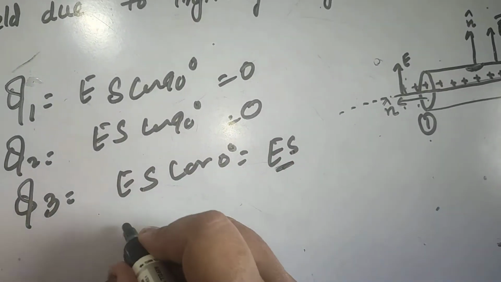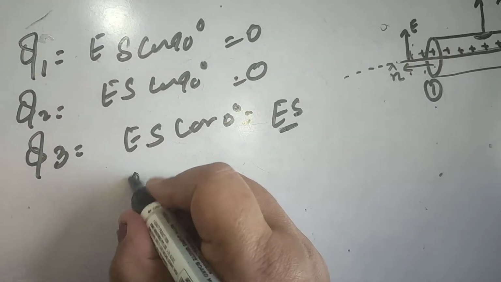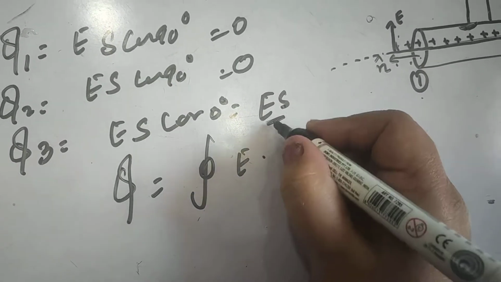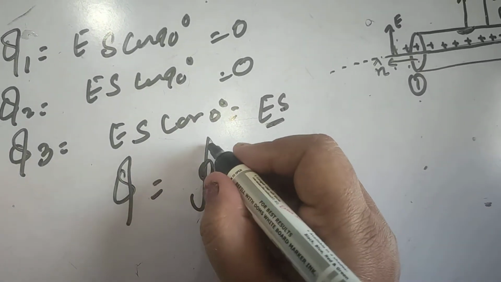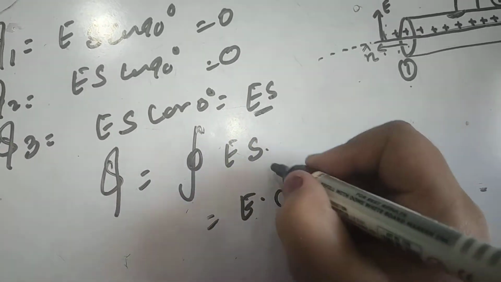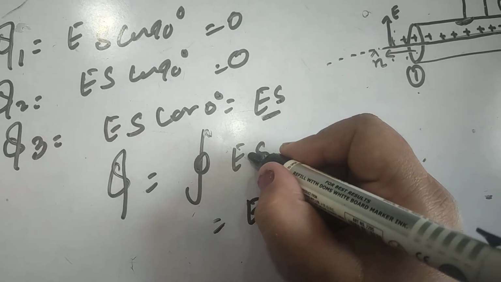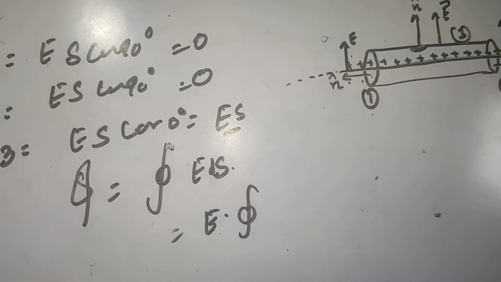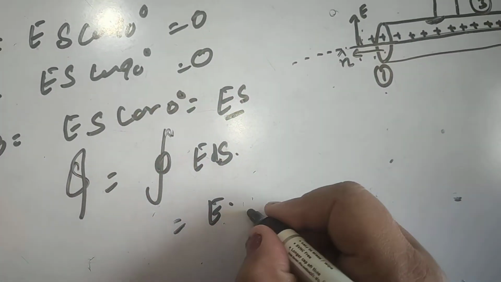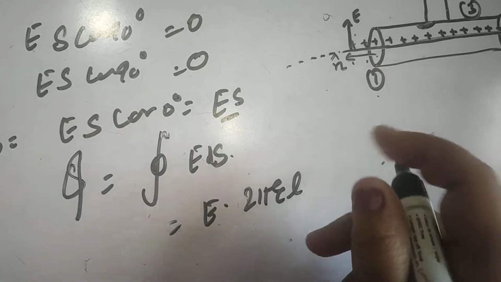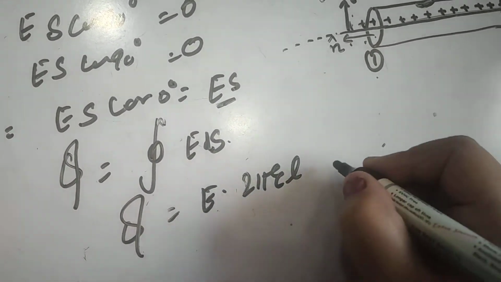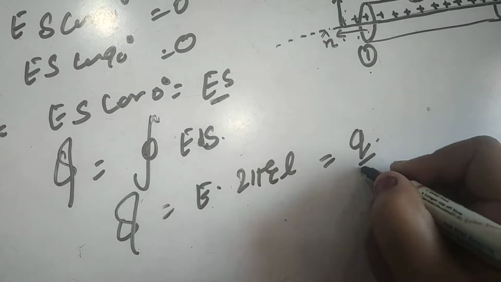Now using this formula, putting this in Gauss theorem, total flux phi is given by integral of E dS, which is ES. So E is taken outside, integral of total surface. When we put the integral here, it means we are taking the small surface. So the whole integral, the total surface integral, is given by 2 pi r L, where L is the length and r is the radius. So flux is given by E times 2 pi r L is equal to Q upon epsilon naught.